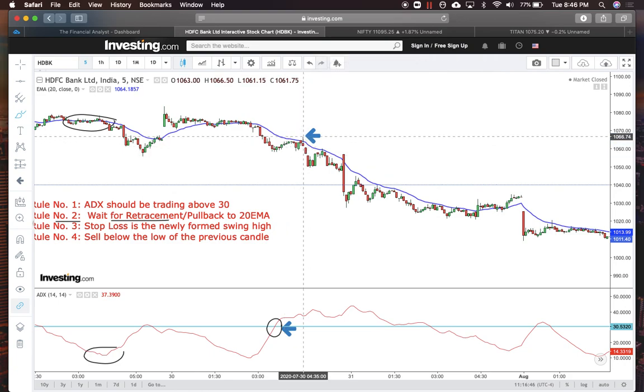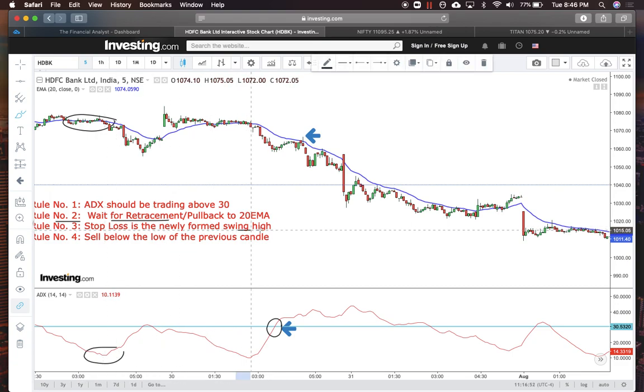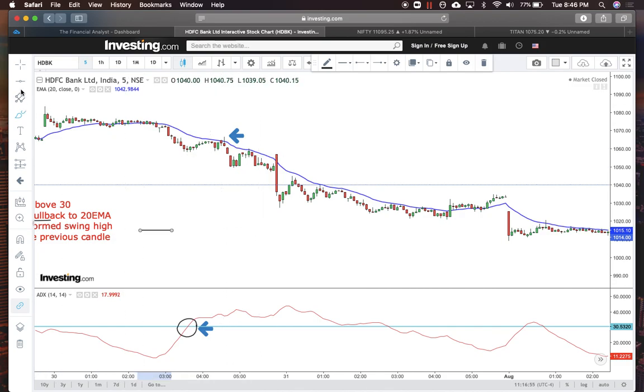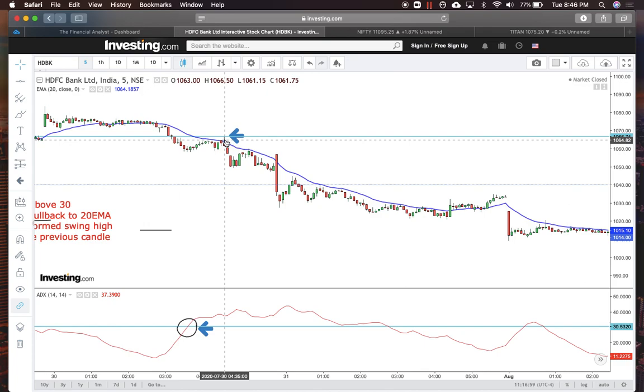When do you sell? Or what is the stop loss? Let's talk about rule number 3. Stop loss is the newly formed swing high. So the stop loss will be the swing high. I'll be denoting it with a horizontal line, and it's that point. This swing high right over here is the stop loss. That's the new swing high that is formed by that pullback.